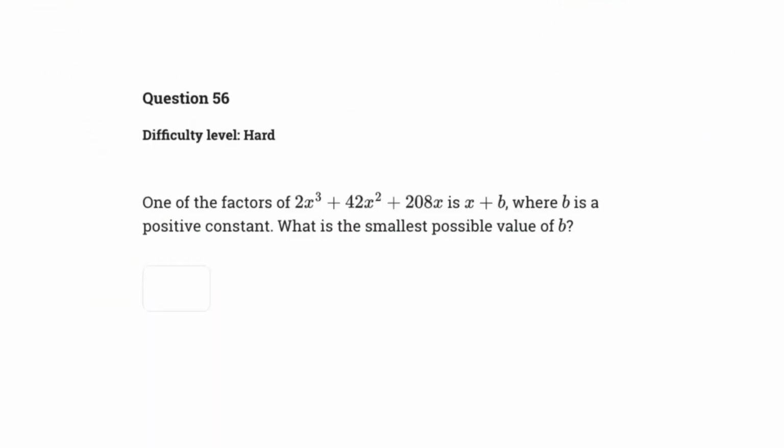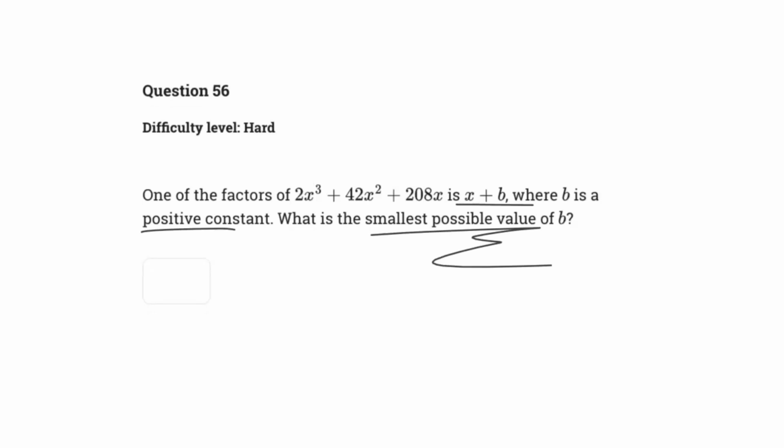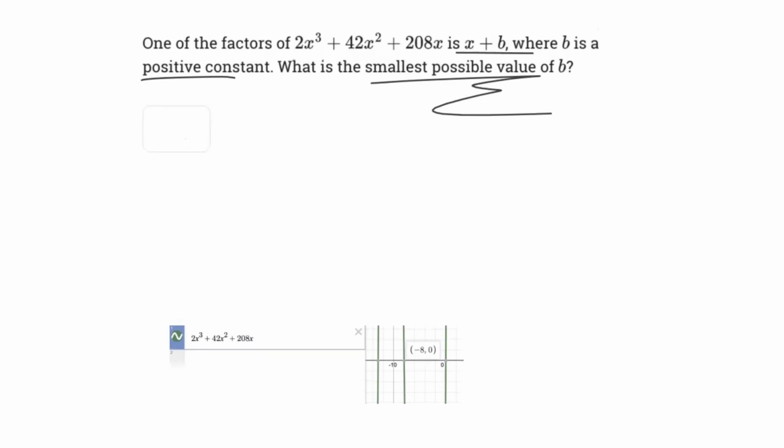One of the factors of 2x cubed plus 42x squared plus 208x is x plus b, where b is a positive constant. What is the smallest possible value of b? So this one takes about 10 seconds to do with Desmos. You can see right here, all you gotta do is plug it in and look at the intersections. So we can see that it has to be a positive constant, and so that intersection at 0 doesn't count. And we have negative 8, right?